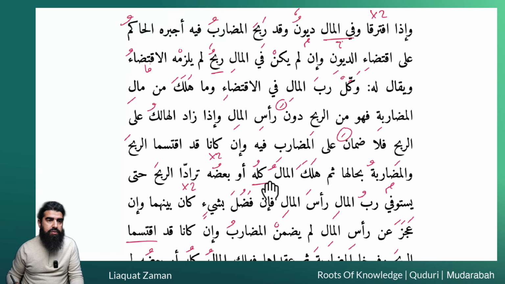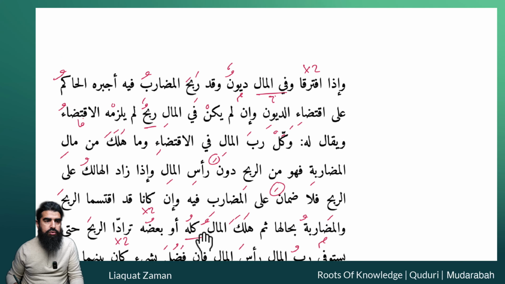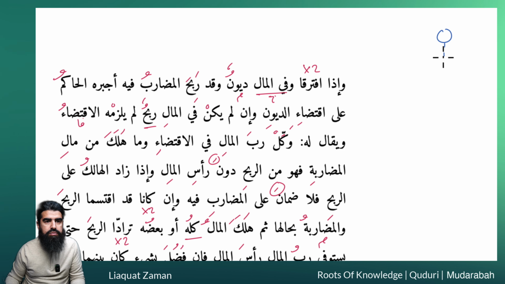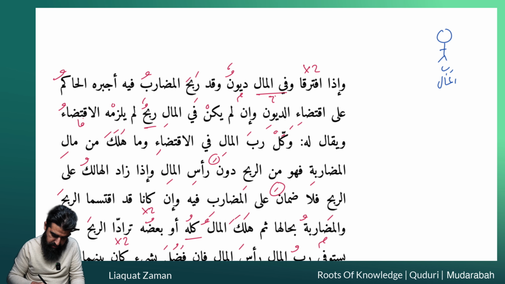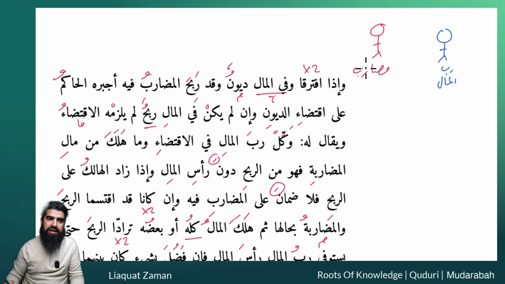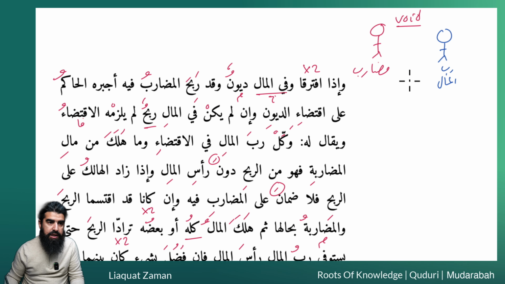Right, so what is this mas'ala talking about? Okay, let's try to explain this now. So إذا افترقا, so let's say for example there is a Rabbul Mal here. Okay, so this is Rabbul Mal and this is the Mudarib, the entrepreneur. And they've both ended their contracts. They've voided it, right? They mutually agreed to finish the contract. So it's over now, finished.